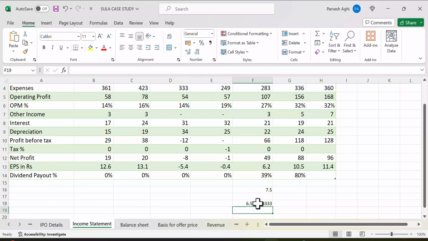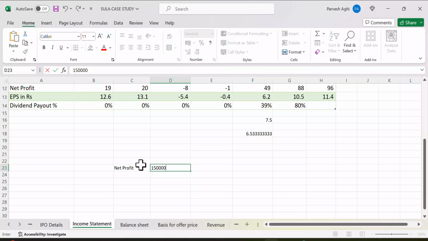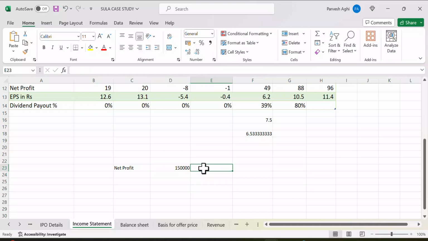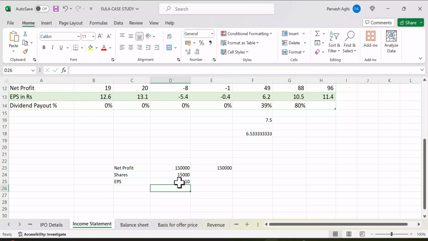I'll just give you an example here. Suppose there's a company whose net profit is, say, 1,50,000. I'm just putting this number here. The company has shares, suppose 15,000 shares. So what will be the EPS? Basic EPS, which we normally calculate, will be net profit divided by shares. So earning per share is 10 rupees. This is the basic EPS.